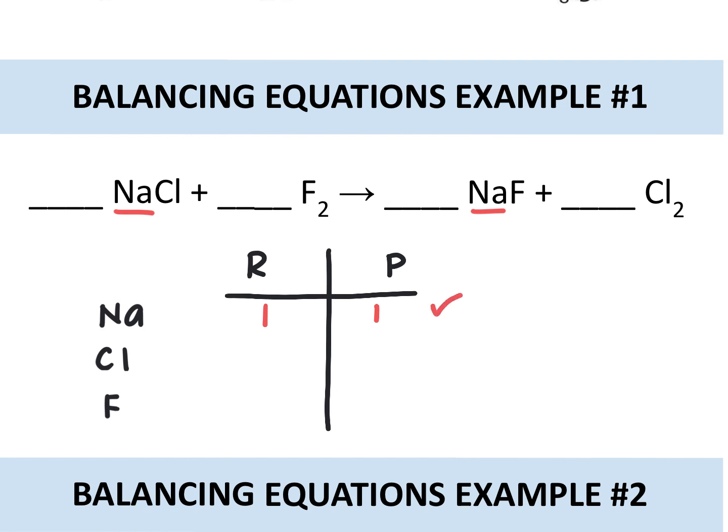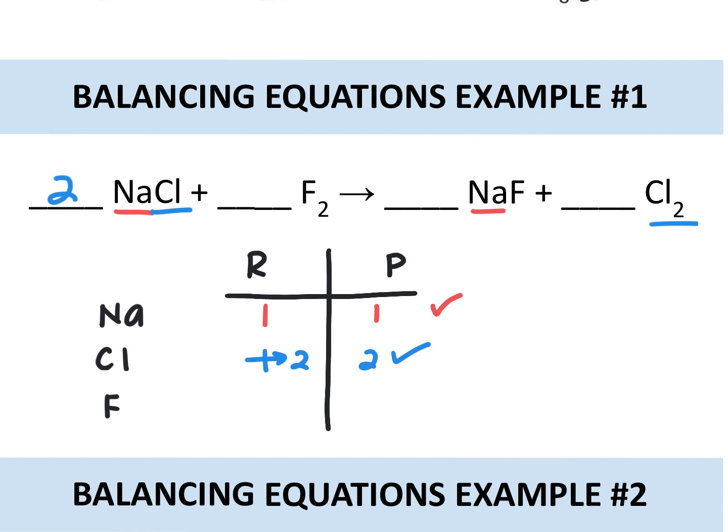Next, I go to my Cl's. I start with my reactant side where I have 1, but I have 2 on the product side. So again, we're going to do our least common multiple. In this case, 1 can go into 2 times. I put a coefficient of 2 in front of my NaCl. That makes my Cl 2, and that is balanced.